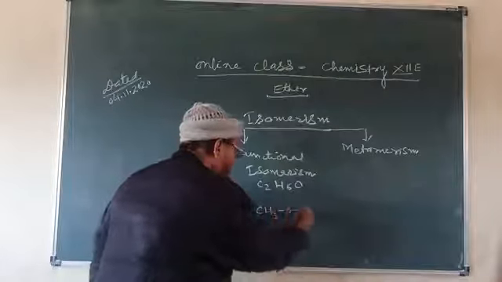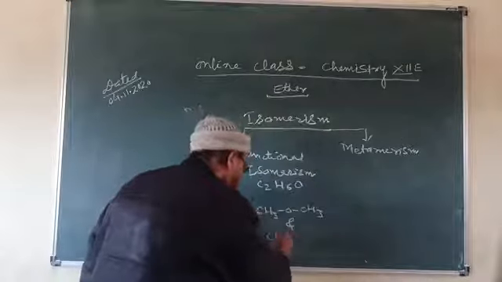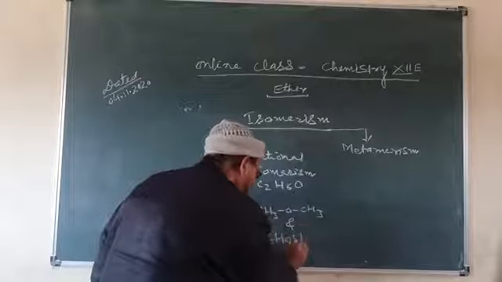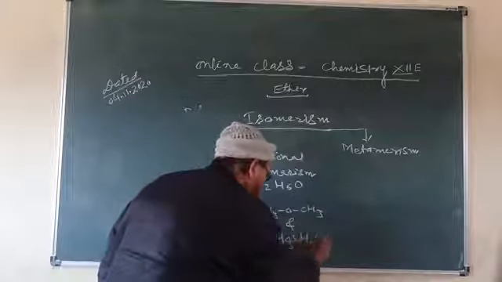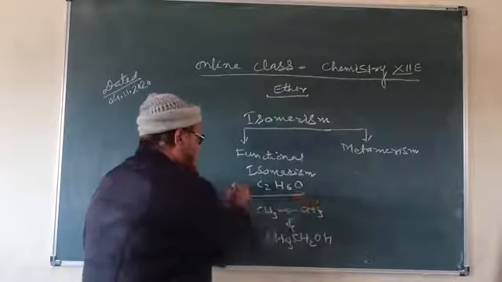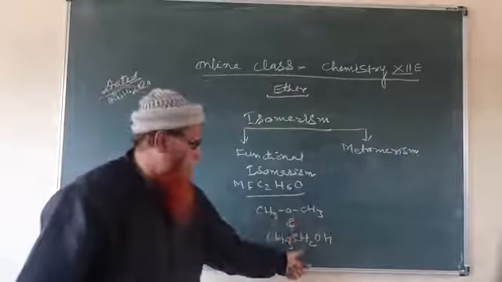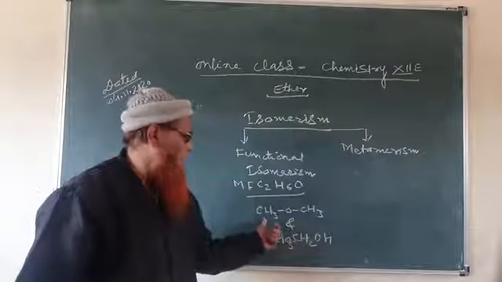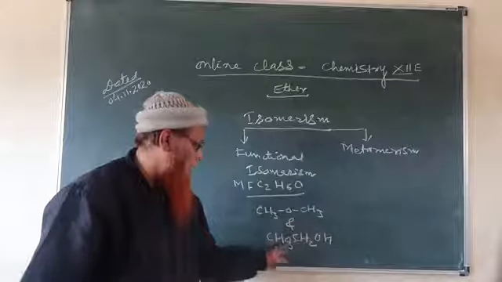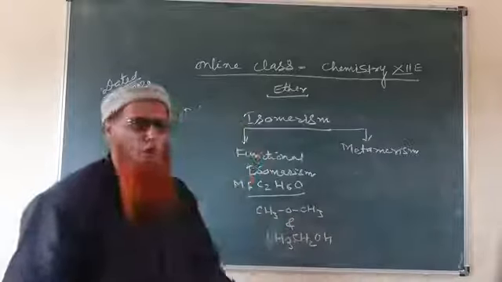CH3OCH3 and CH3CH2OH. The molecular formula is the same, C2H6O, C2H6O. This is known as dimethyl ether. It is known as ethyl alcohol.